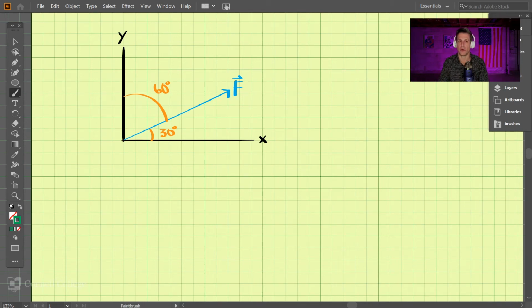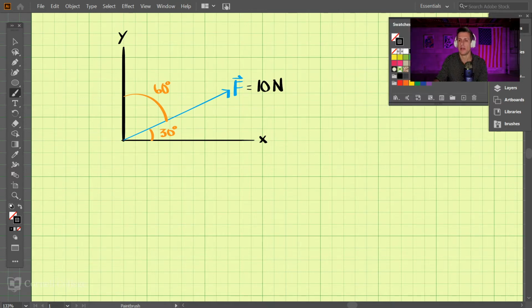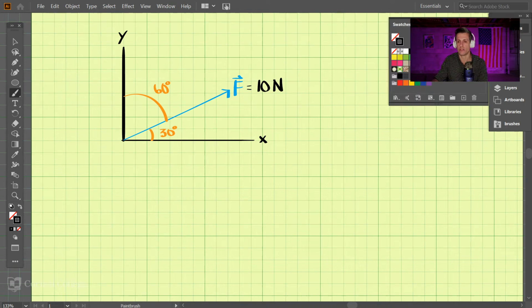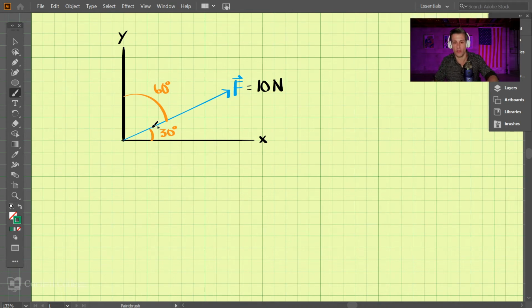Sometimes it's helpful to break down vectors into their components, meaning like xy or xyz if it's a 3D vector. So in this example, we're given this vector F. Let's say it's a force, and let's say this force has a magnitude of 10 newtons. Okay, so 10 newtons of this force. And we want to know what is the component in the x direction and what is the component in the y direction.